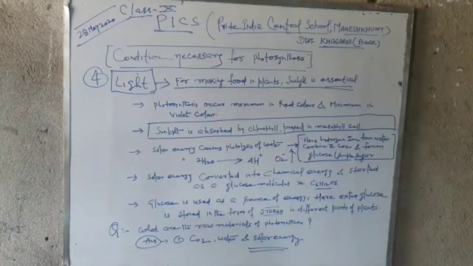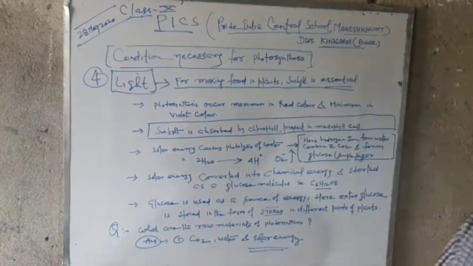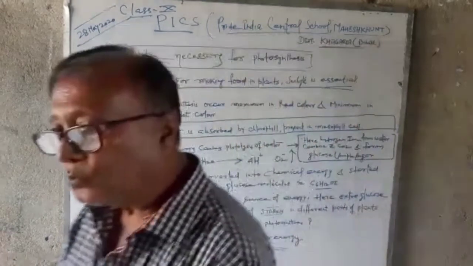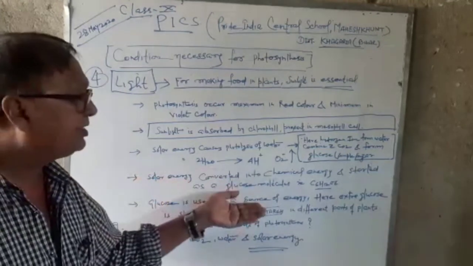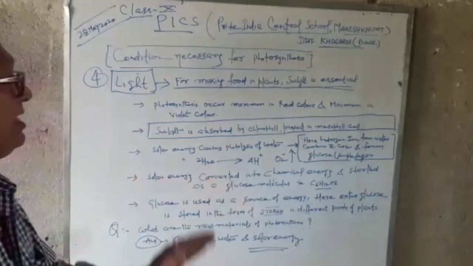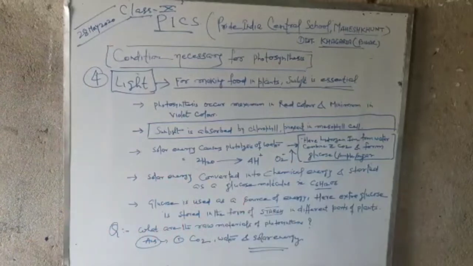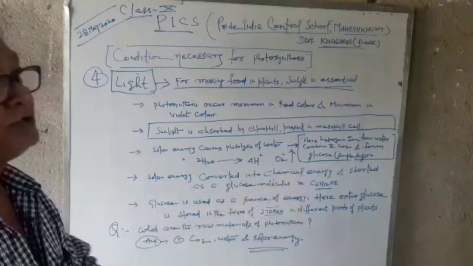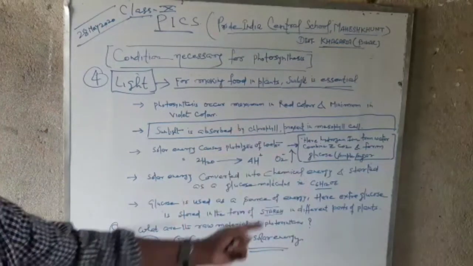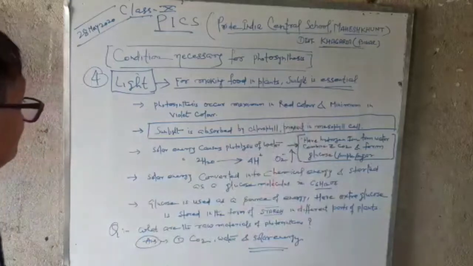The third thing: this solar energy is converted into chemical energy. So what is the function of solar energy? It is converted into chemical energy and stored as glucose molecules. Whenever the solar energy is converted into chemical energy and the hydrogen ion combines with the carbon dioxide, it forms the glucose molecule, that is C6H12O6.